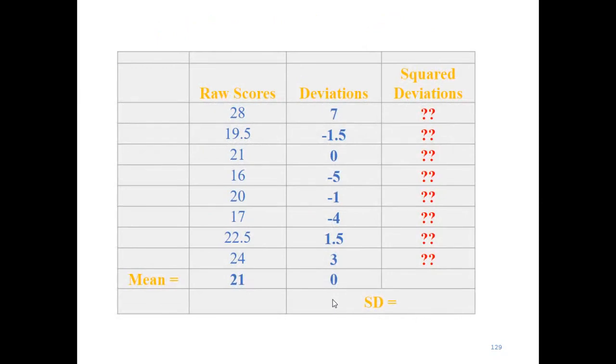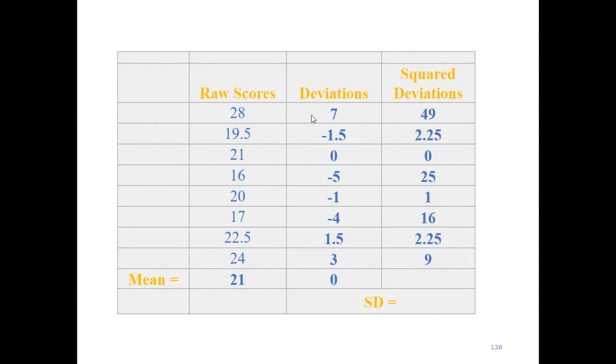There we go. Okay, so here's our deviations. I'm going to assume you've already done it yourself. What are the square deviations? Well, we can see that 7 squared is going to be 49. 0 squared is going to be 0. Some of these we might need a calculator. What's negative 1.5 times negative 1.5? I think that's 2.25, but let's see. Yeah, there we go.